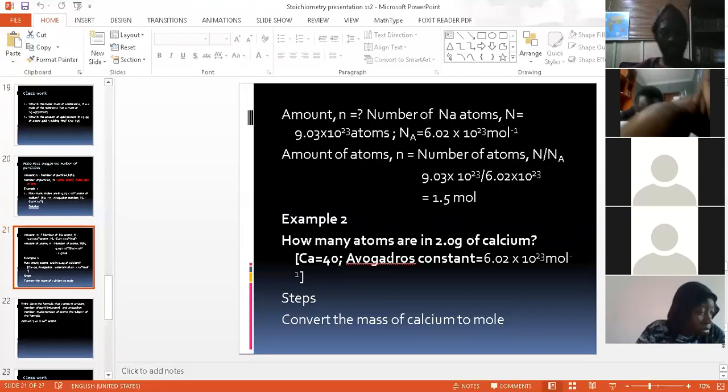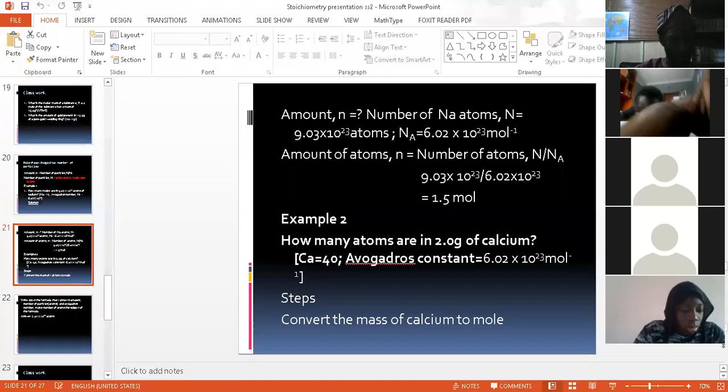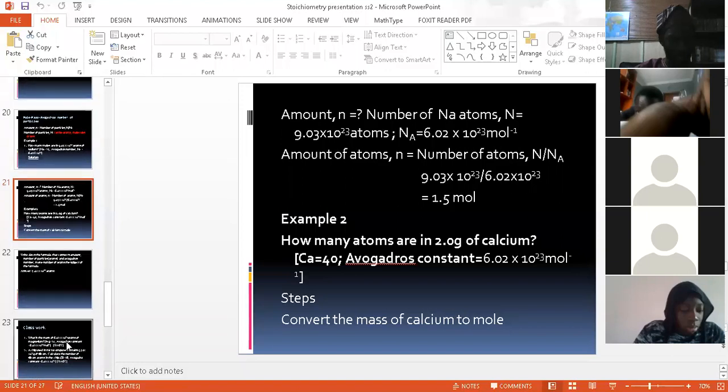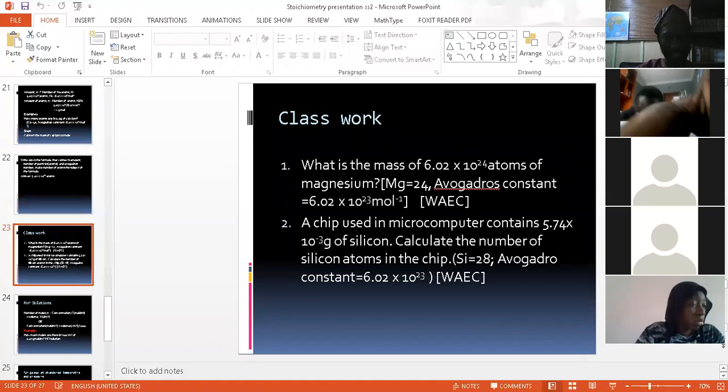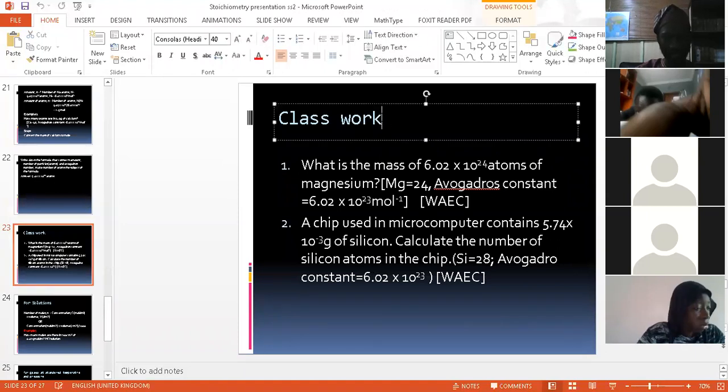Can you see the calculation? We can as well do this another time because time is up. I want you to do this as an assignment instead of classwork. So you're going to continue from the next class.